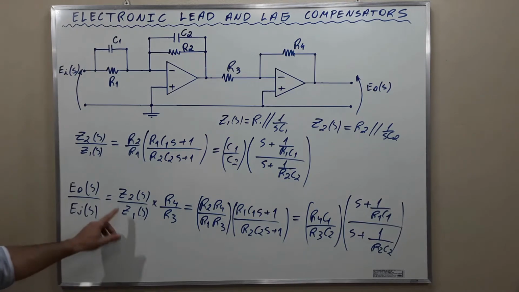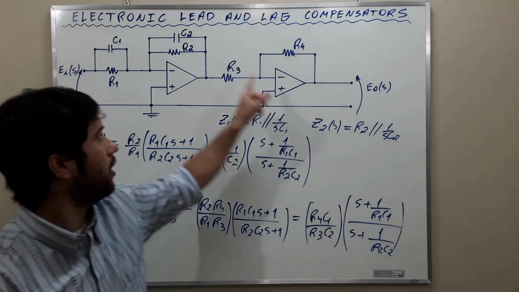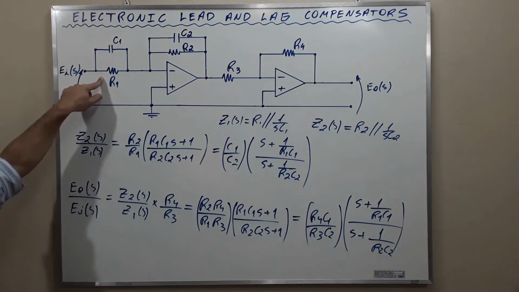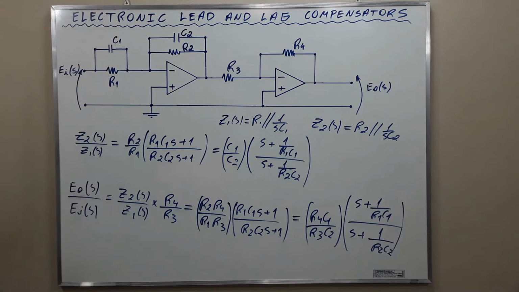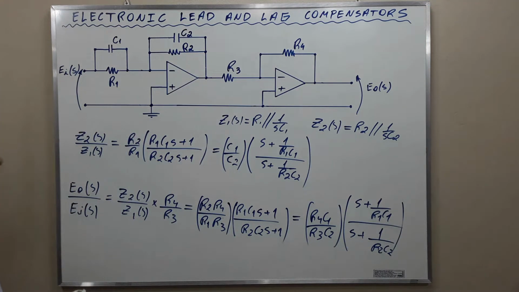Remember that Z2 is the parallel connection between resistor R2 and capacitor C2, and Z1 is the parallel connection between resistor R1 and capacitor C1. Okay, we are going to see some concepts here that electrical engineers and electronics engineers like to work with, and we are going to see when this is a lead compensator and when this is a lag compensator. Let's go.